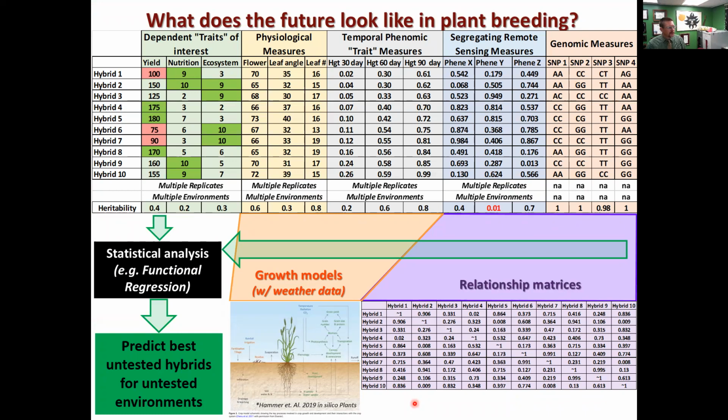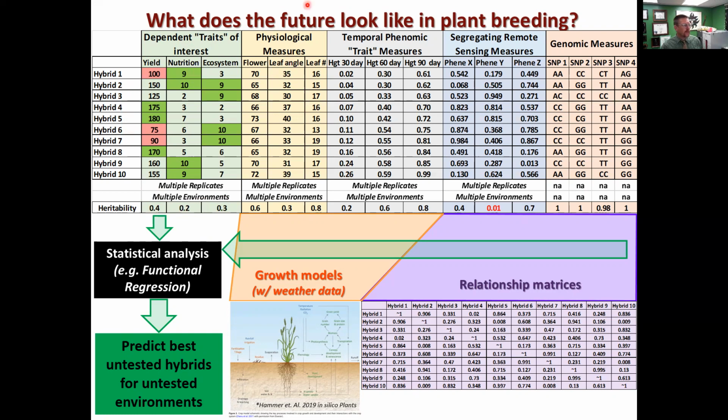So what does this look like? So this is how my data structure would be set up. This is just a cartoon. We would have our dependent traits of interest like yield. We would have nutrition or ecosystem services or whatever we care about. We can calculate the heritability of those because we have multiple replicates of all these hybrids in multiple environments.